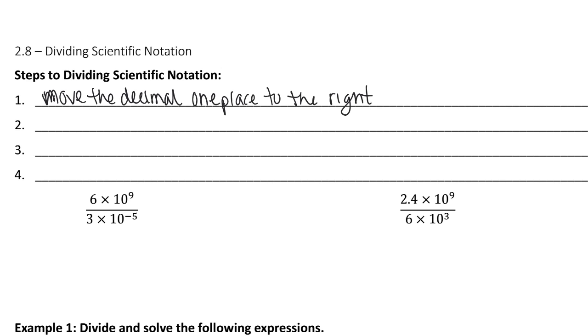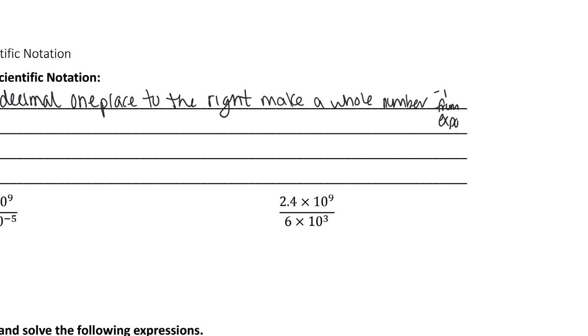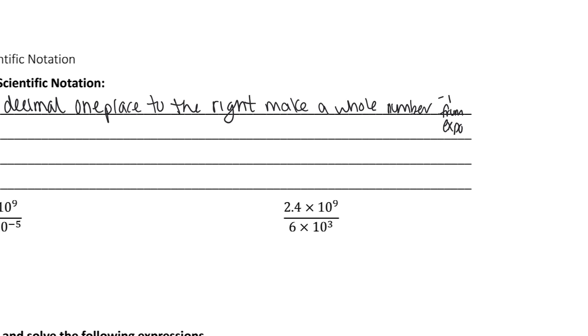So if it has a decimal, like 2.4 or something, move it over to the right to make a whole number. And when you do that, you subtract 1 from the exponent.